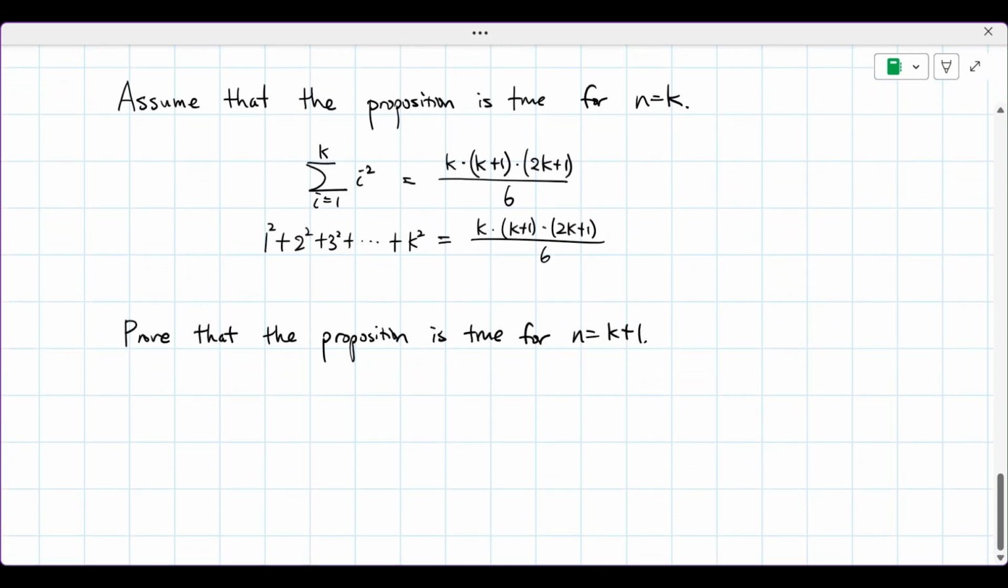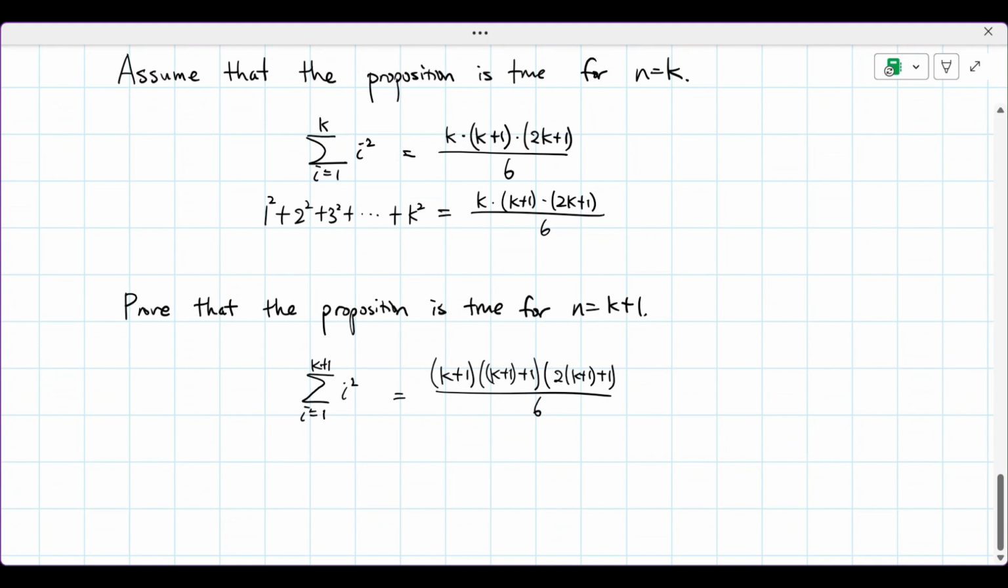So now let's write the proposition first, and then we'll try to prove that. So we want to show that the sum of i squared from i equals 1 to k plus 1 is equal to k plus 1 times k plus 2 times 2 times k plus 1 plus 1, divided by 6. All right, my left-hand side I can rewrite as 1 squared plus 2 squared plus 3 squared plus dot dot dot plus k squared plus k plus 1 squared, right?